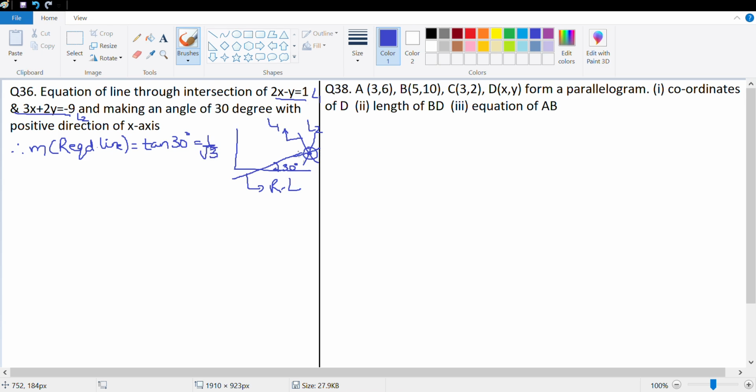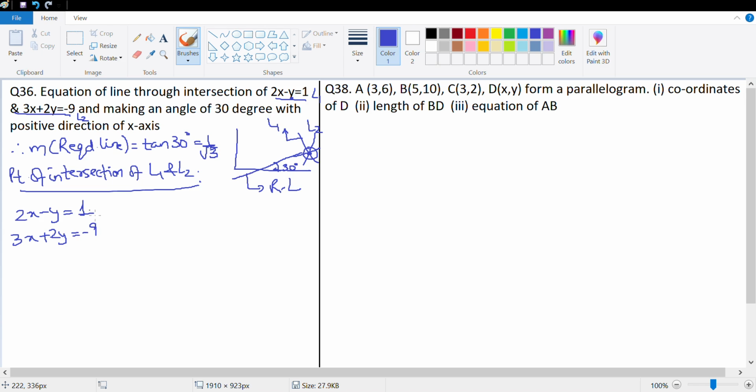Now we need to find the point of intersection of L1 and L2. That's what we need to figure out. I notice that the coefficient of y can be made equal. So this is 2x minus y is equal to 1, and this is 3x plus 2y is equal to negative 9.